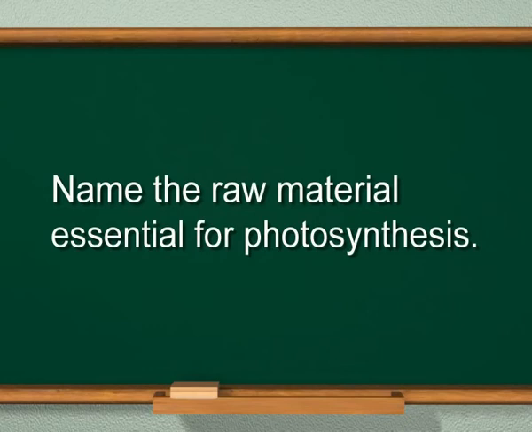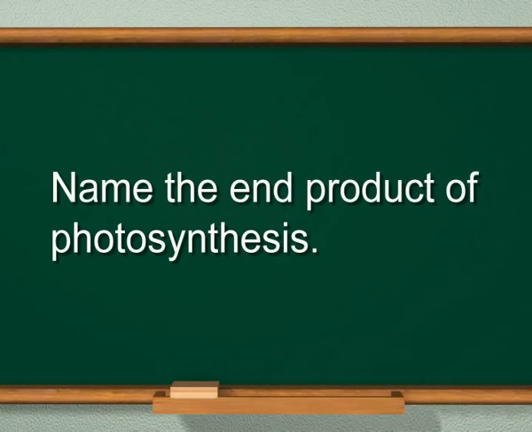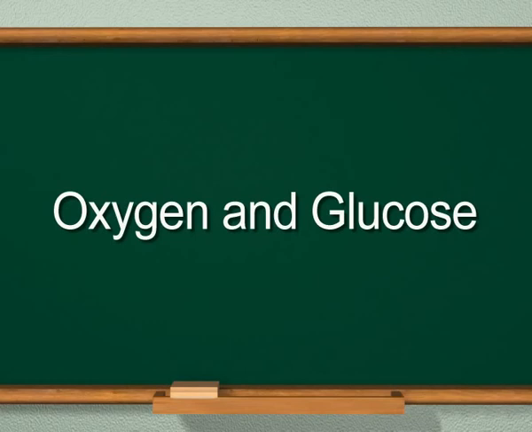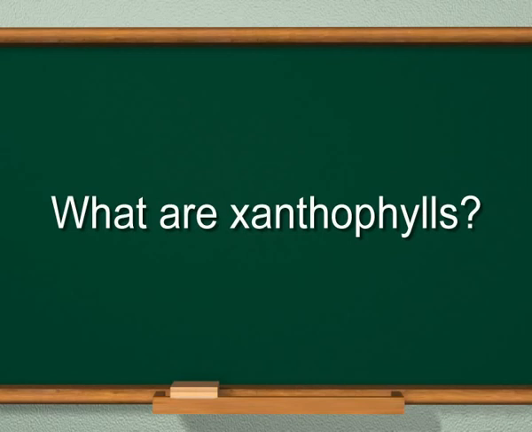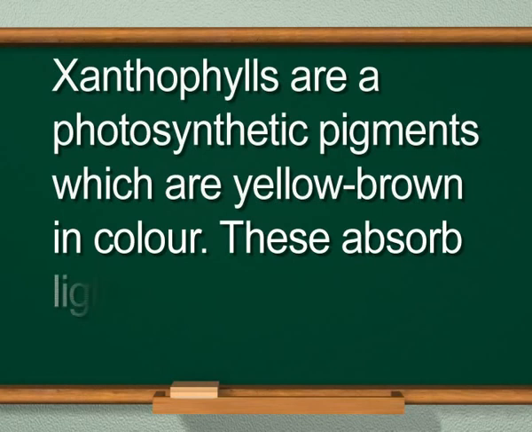My next question is, name the raw materials essential for photosynthesis. The answer is, carbon dioxide and water are the raw materials essential for photosynthesis. The next question is, name the end products of photosynthesis. The answer is, oxygen and glucose are the end products of photosynthesis. Next question, what are xanthophylls? The answer is, xanthophylls are photosynthetic pigments which are yellow-brown in color. These absorb light of wavelength 400 to 530 nanometer.